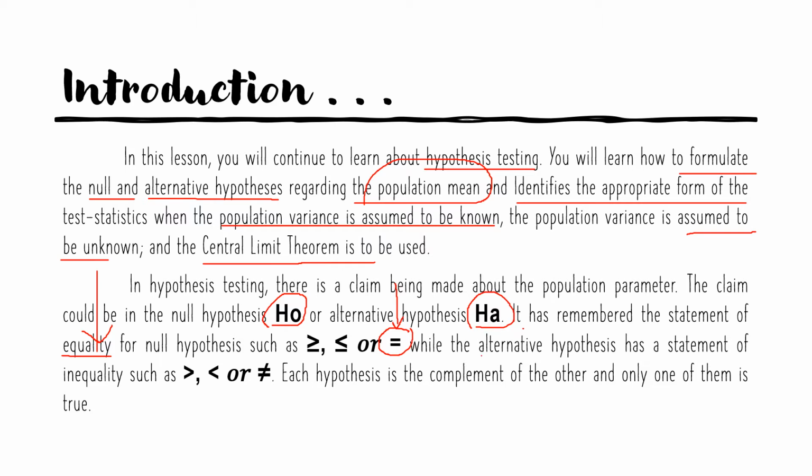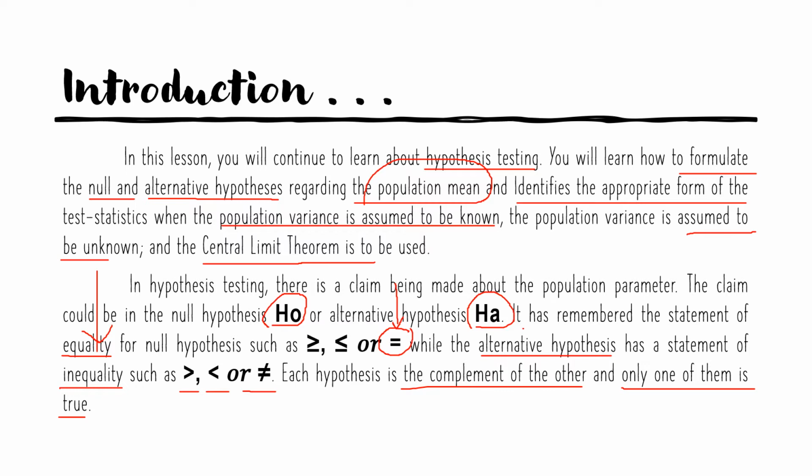While the alternative hypothesis has a statement of inequality, as long as your statement or your assumption shows that there is an existing difference between your two variables involved, so we simply use your greater than, your less than, or not equal to as a symbol that will represent your alternative hypothesis. So each hypothesis is the complement of the other, and only one of them is true. So we cannot accept both your null and alternative hypothesis at the same time.